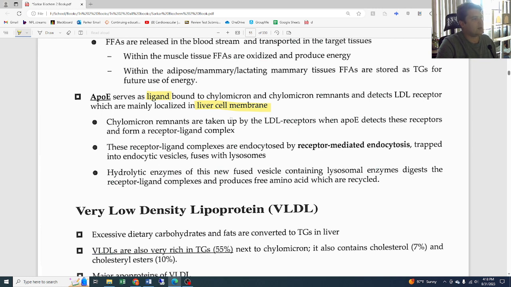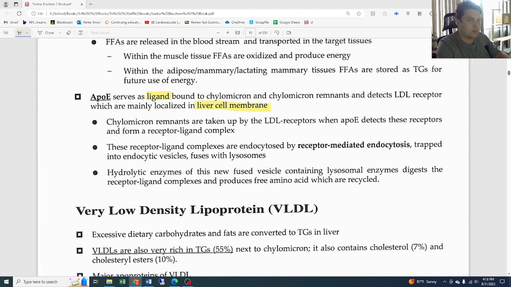Chylomicron remnants are taken up by the LDL receptors when ApoE detects these receptors and forms a receptor-ligand complex. These receptor-ligand complexes are endocytosed, meaning they're brought into the cell, by receptor-mediated endocytosis, trapped into endocytic vesicles, and then they fuse with lysosomes.